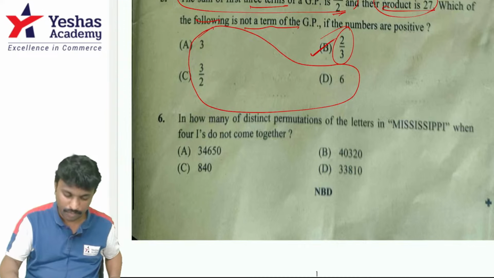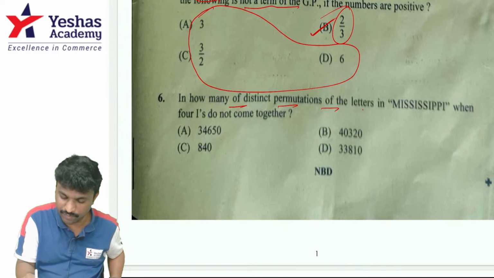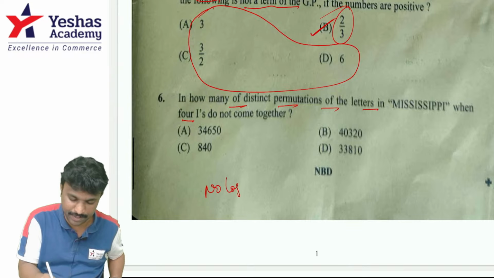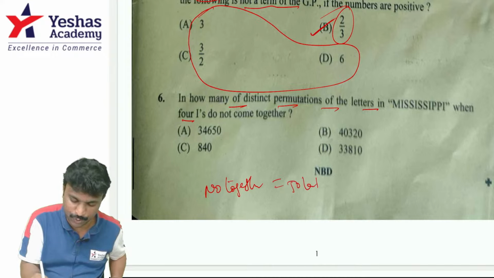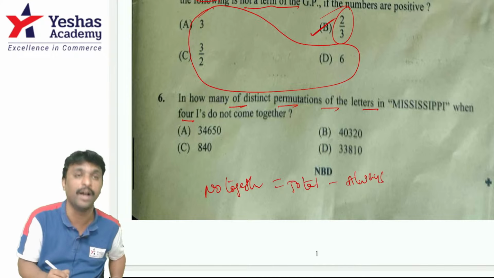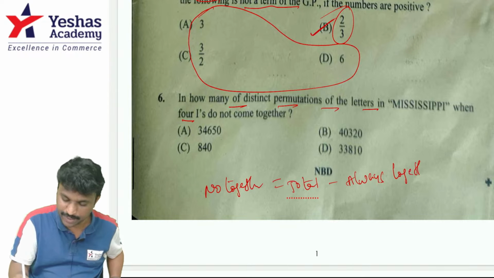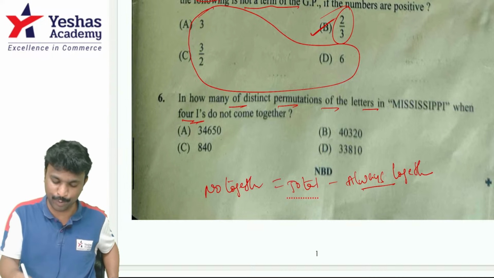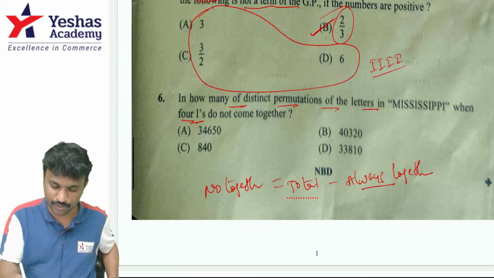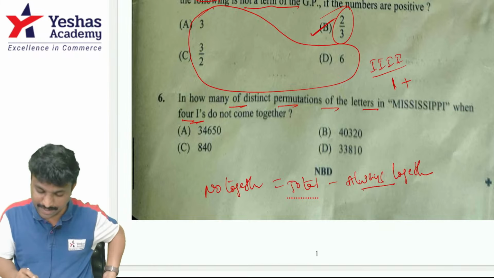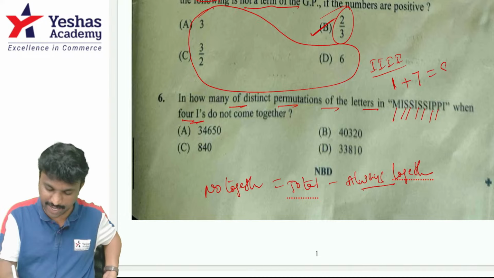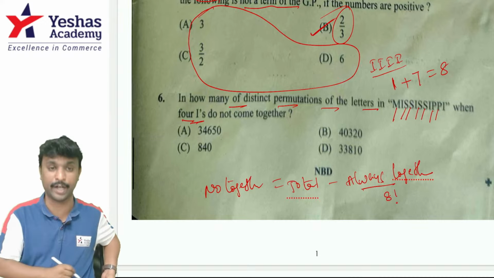Have you understood? In how many distinct permutations of the letters in Mississippi do the 4 I's not come together? Not together means total minus always together. This is the concept that we have to use, right? Always together: 4 I's have to be taken as one single thing. Except I, how many letters are there? 1, 2, 3, 4, 5, 6, 7. 7 letters. So 1 plus 7 is 8. So 8 letters can be arranged in 8 factorial ways.